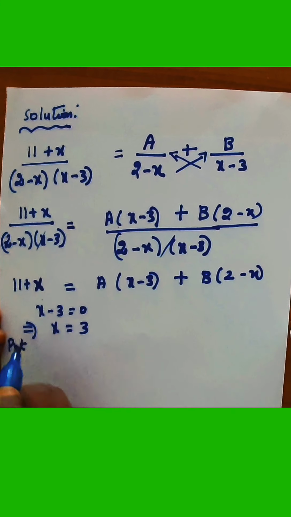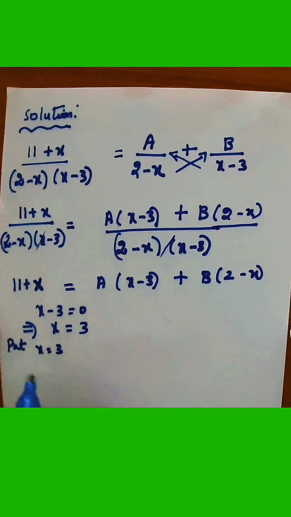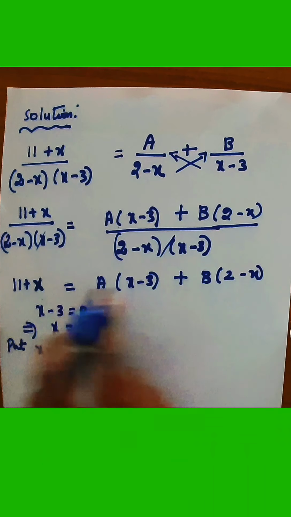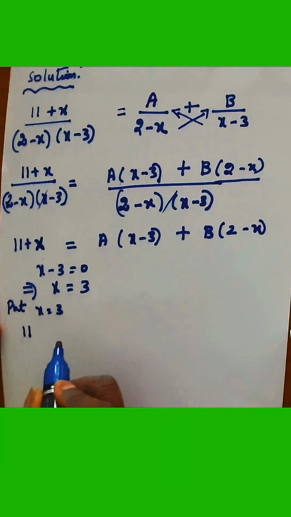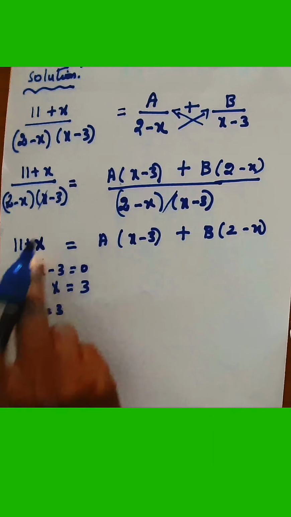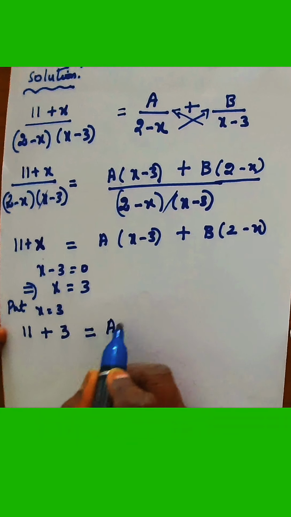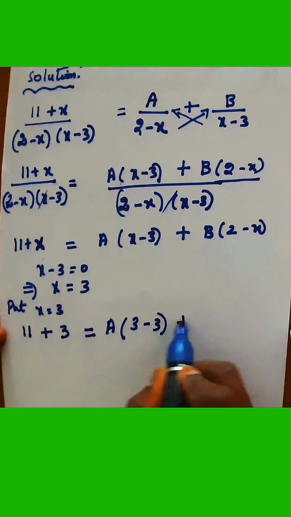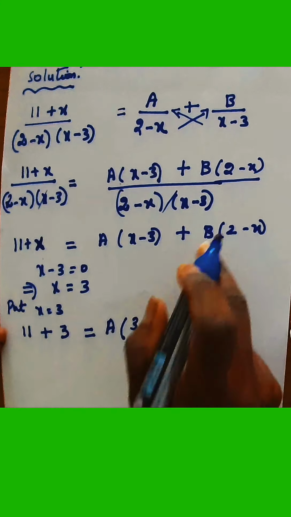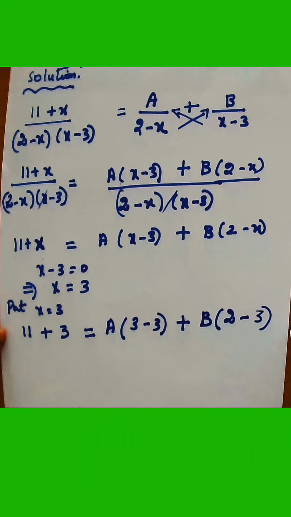We will put x is equal to 3 in this equation. So this equation will become, on the left hand side you have 11. Alright, following students. So 11 plus, in place of x you are going to put 3, which is equal to a times, in place of x is 3 minus 3, plus b times 2 minus, in place of x you are going to put 3.